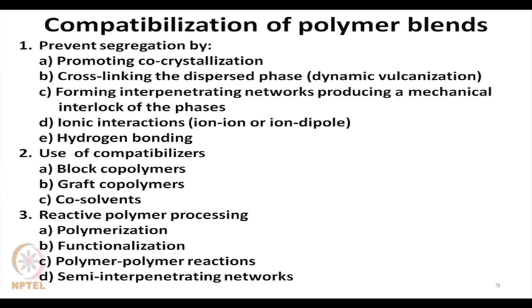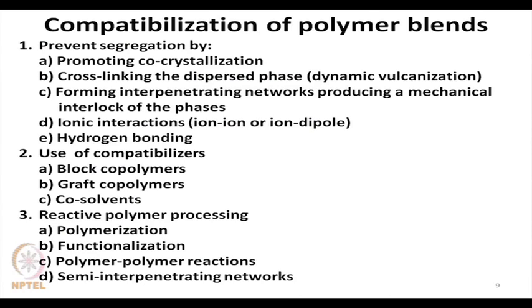That means, the chemical nature and structure of the two polymers are almost comparable or identical. Then two segments of the two different polymer molecules can crystallize together. That means, form a crystallite in which one can find the presence of the two different component polymers, that is known as co-crystallization. So, such co-crystallization can help to prevent segregation of the component polymers in the blend. This is one of the principles of compatibilization.